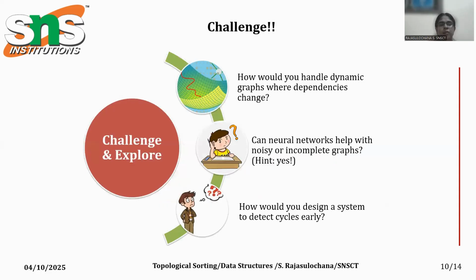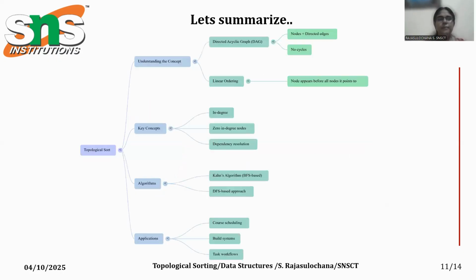Here is a challenge for you to explore. How do you handle dynamic graphs when there are dependencies? This is one challenge. The next challenge is, do you think neural networks will help with incomplete graphs? And if there are cycles in a graph, and if they are detected earlier, how could you design a system to handle those cycles? So these are some of the challenges for you to explore.